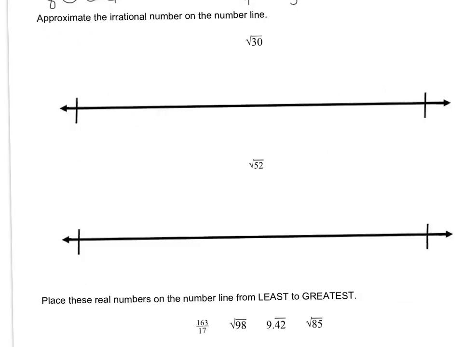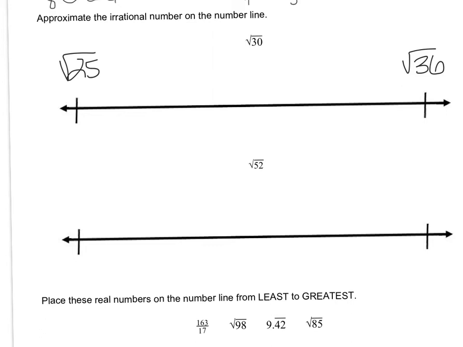Now, I shifted my paper up, but you should have your perfect squares all listed at the top of your paper to help you out with this. We are looking for the square root of 30. Think about what your perfect squares are between 25 and 36.